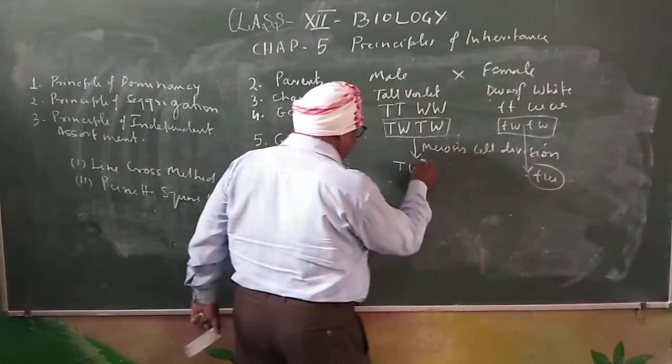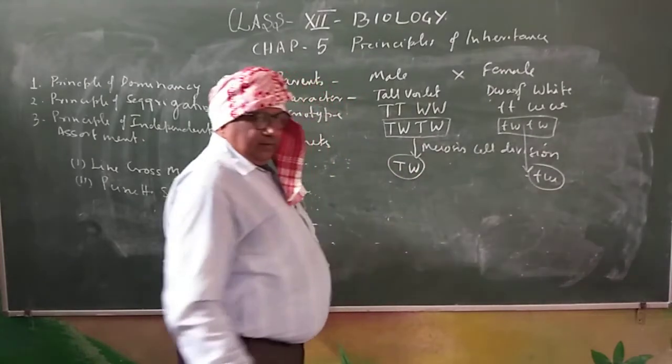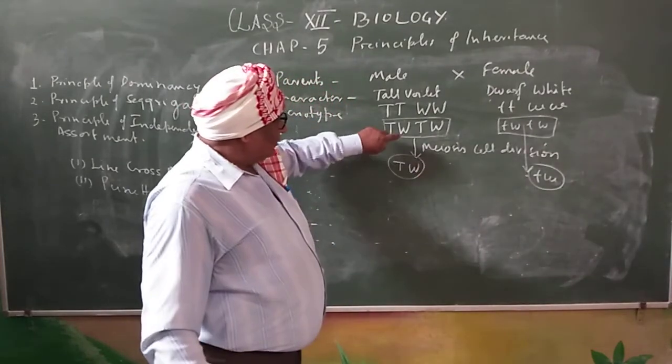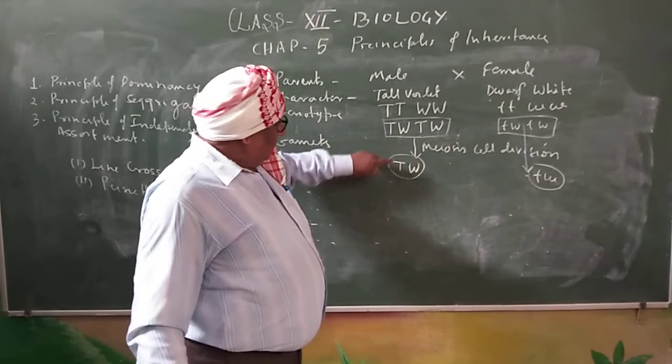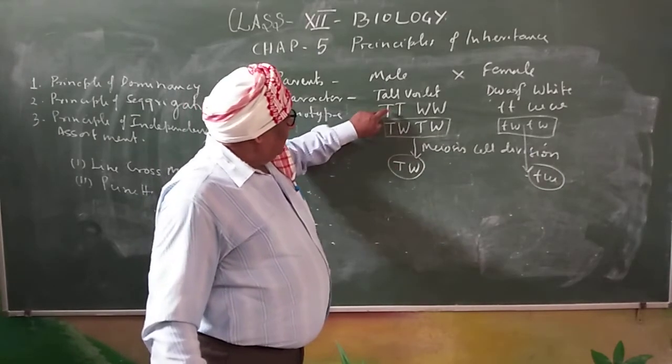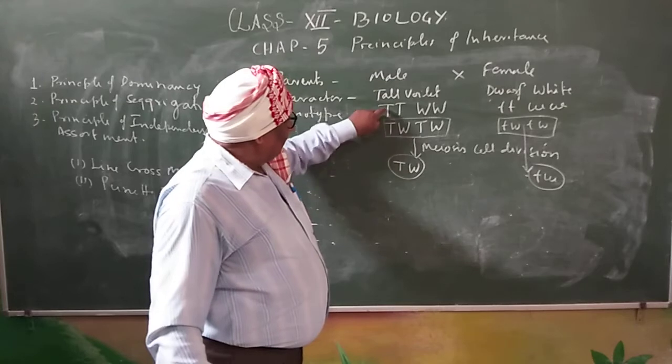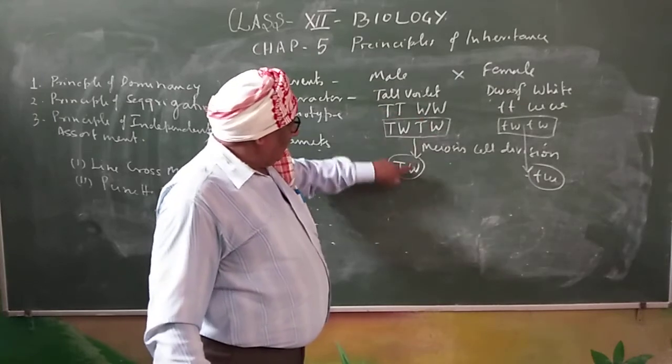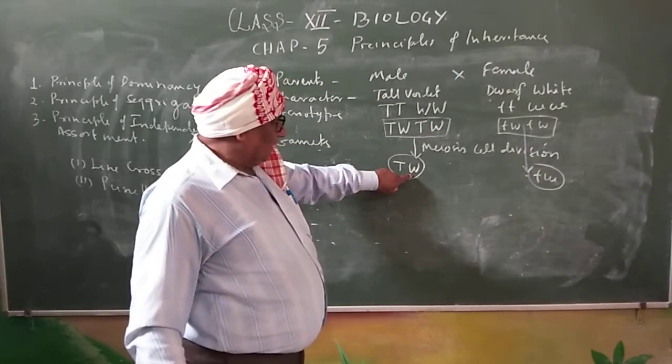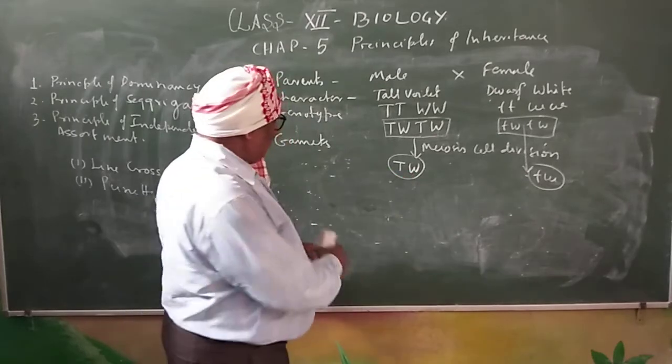We show these gametes in these forms. Most of the students, they confuse here to form the gametes. For two characters, one allele from one character and one allele from the other character is brought together, and that is the gamete.